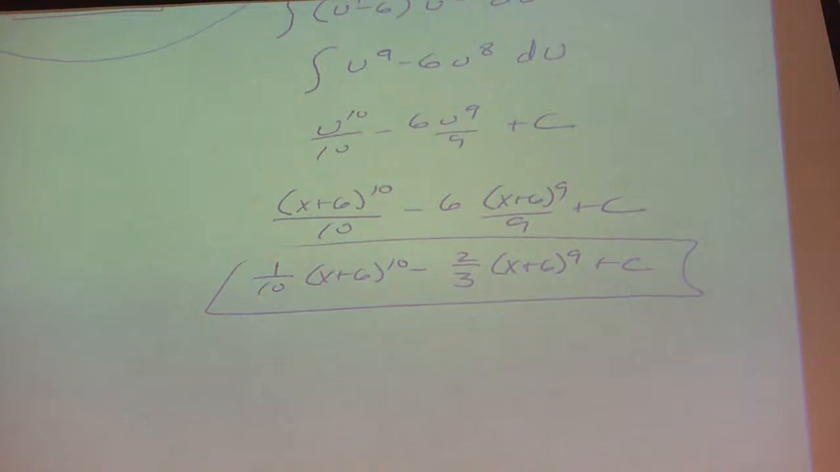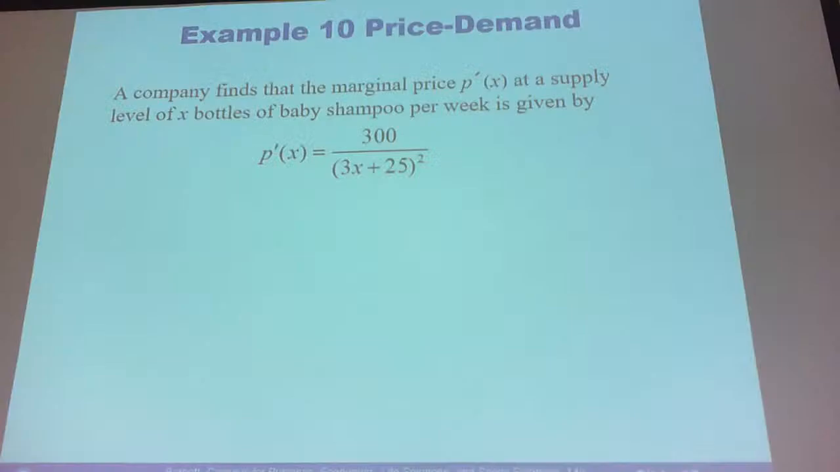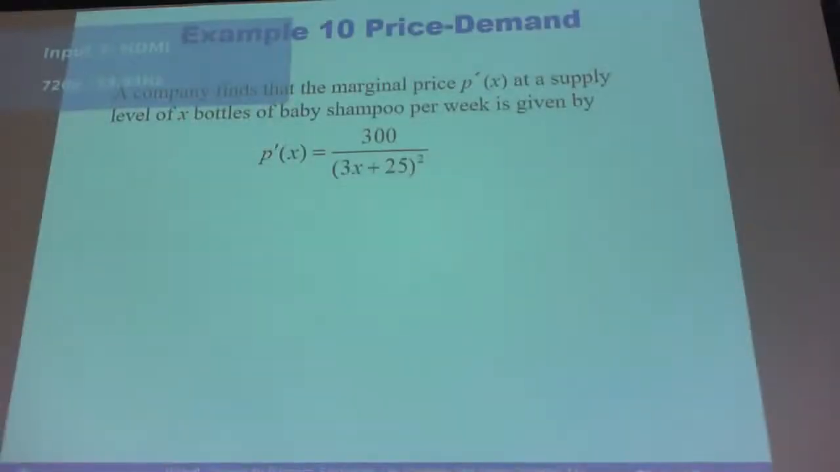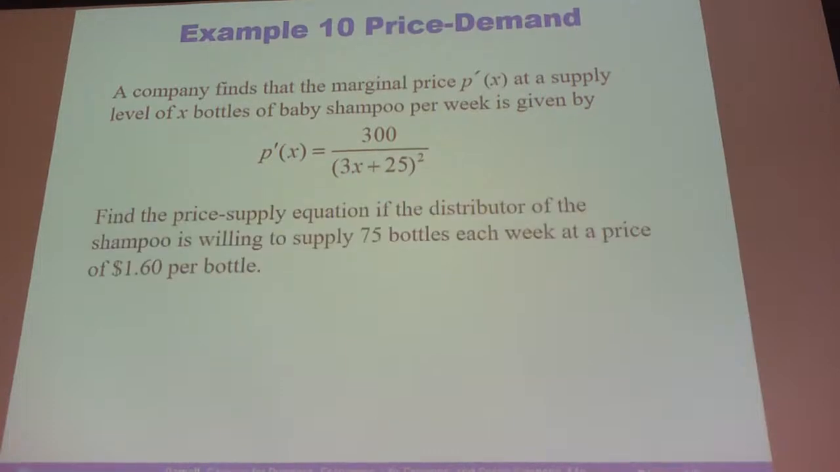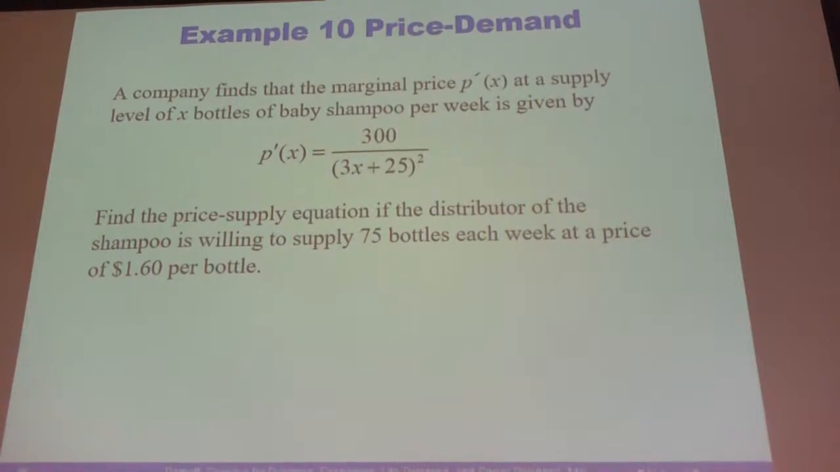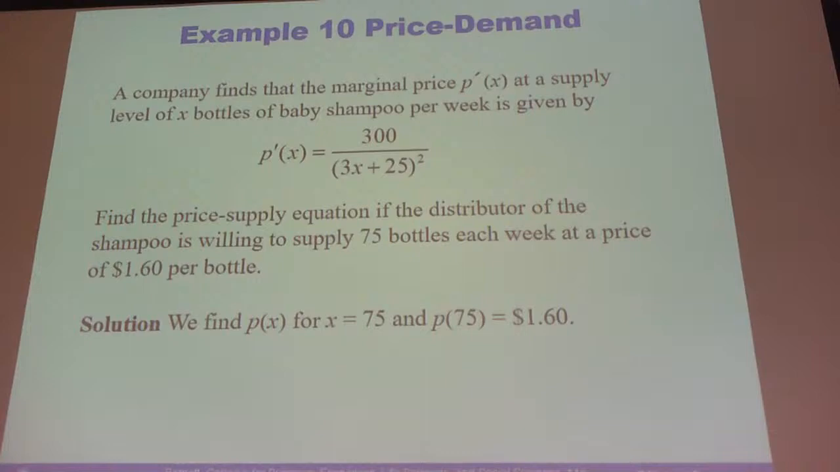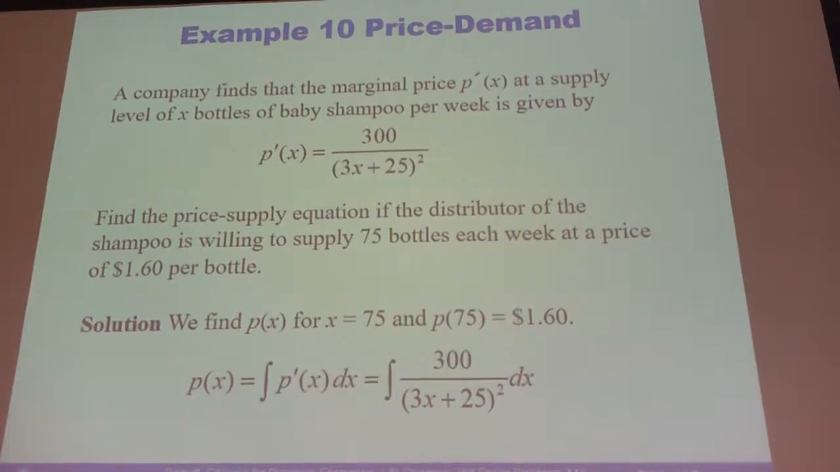Okay, so here's our last example, and because we're running a little low on time, I'll keep it simple for you. A company finds that the marginal price, derivative of price, at a supply level of x boxes of baby shampoos per week is given by this. So you're given a derivative, and you want to work backwards. Find the price supply equation for the distributor of the shampoo who is willing to pay a supply of 75 bottles per week at a price of $1.60 per bottle. That's going to help us find that.